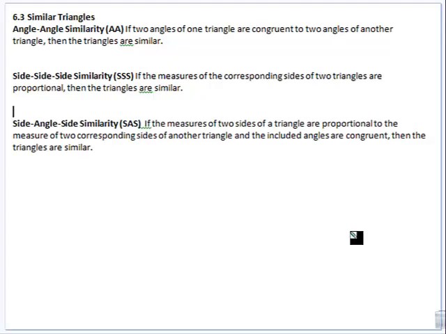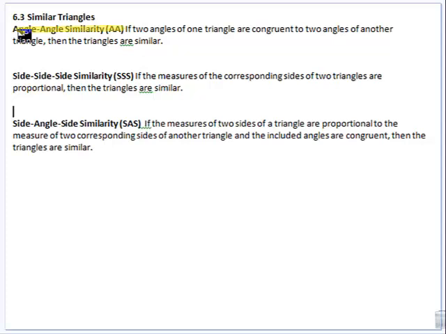So, similar triangles. Up until this point, like I said, with similar polygons, we had to make sure all the angles were the same and then all the sides had the same ratios. No longer the case. When we have similar triangles, we just have to look for one of three things. The first thing we can look for is angle-angle similarity.